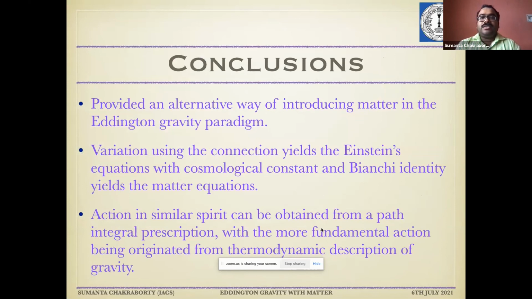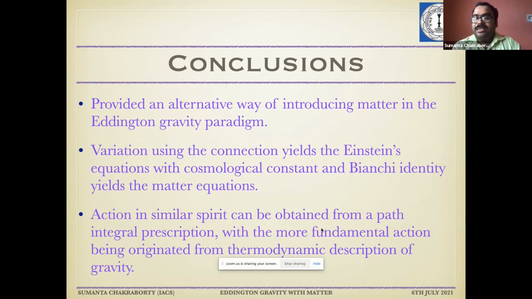So I will just finish with a few conclusions from my side. As I mentioned, we have provided an alternative way of introducing matter in the Eddington gravity paradigm. We have shown that variation of the connection yields Einstein's equation with a positive cosmological constant, at the classical level. And imposition of the Bianchi identity yields the matter field equations.